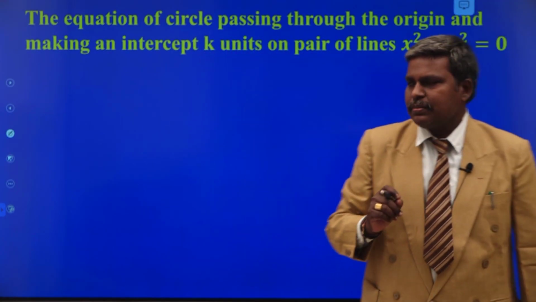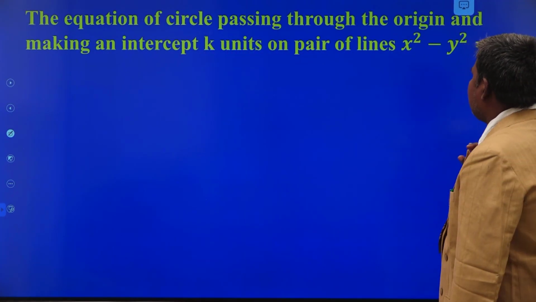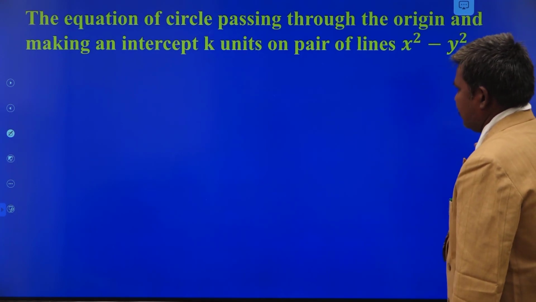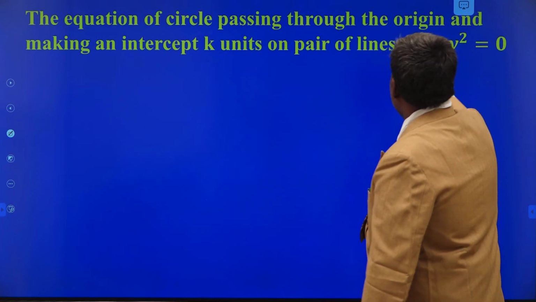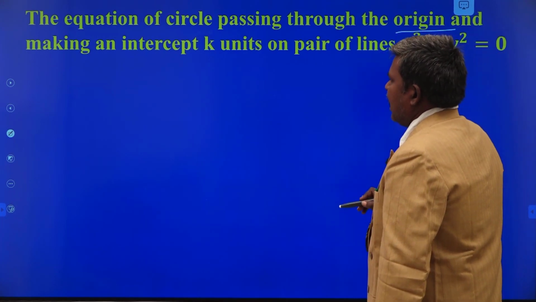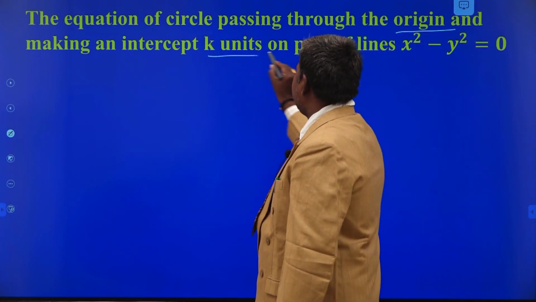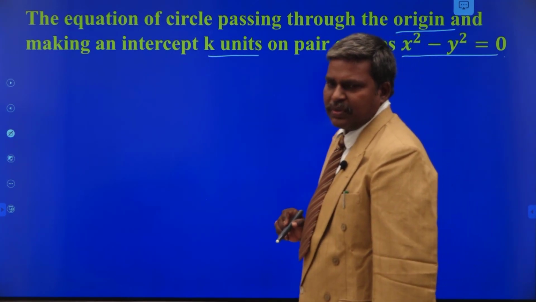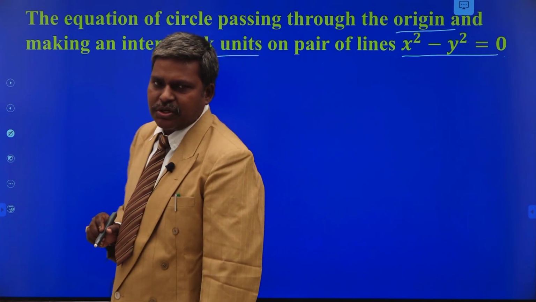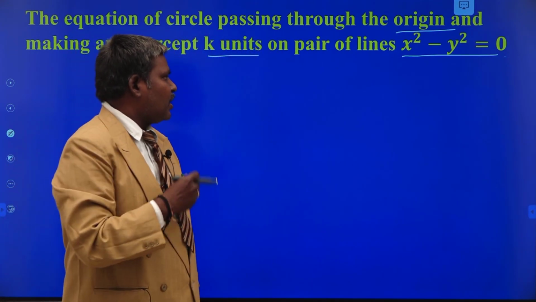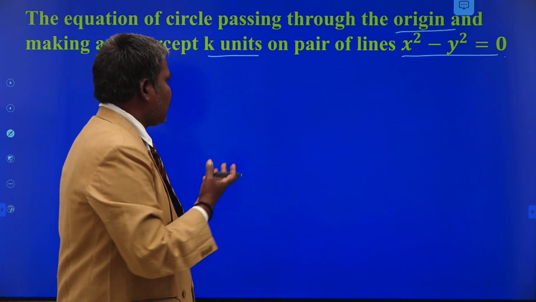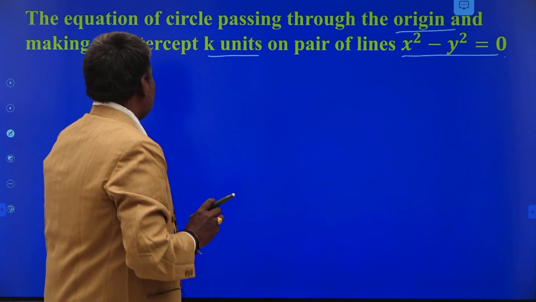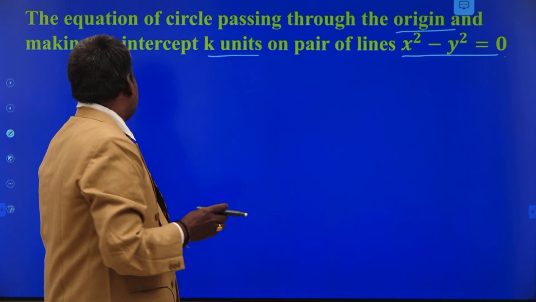See the another question. The equation of circle passing through origin and making an intercept k units on the pair of lines. Your circle passing through what? Origin, and making an intercept k units on the pair of lines x square minus y square equal to 0. What is x square minus y square equal to 0? Is it the angular bisectors of the coordinate axes or not? Yes, as in the previous manner, x square minus y square equal to 0 represents the pair of lines. They are angular bisectors of the coordinate axes.